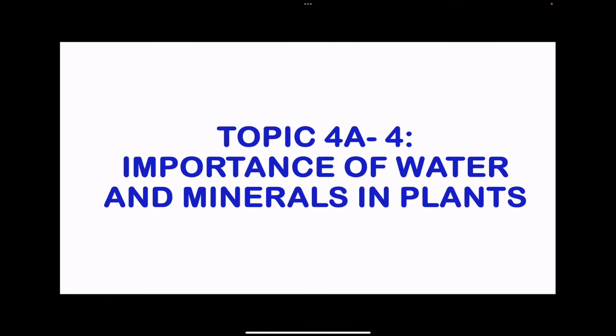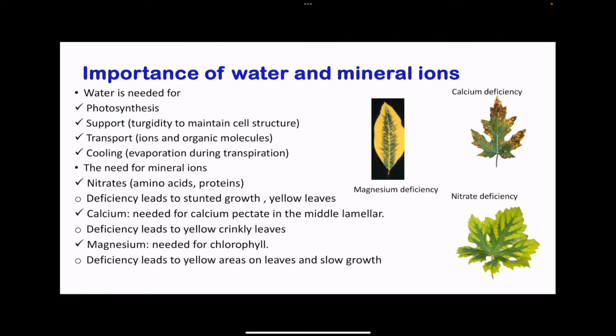Moving on to topic 4A4, the importance of water and minerals in plants. Water is needed for photosynthesis. It's needed for support, meaning turgidity, which maintains the cell structure as well as the plant structure. Water is needed for transport, for ions as well as organic molecules. And water is needed for cooling because evaporation occurs after transpiration, and this leads to cooling.